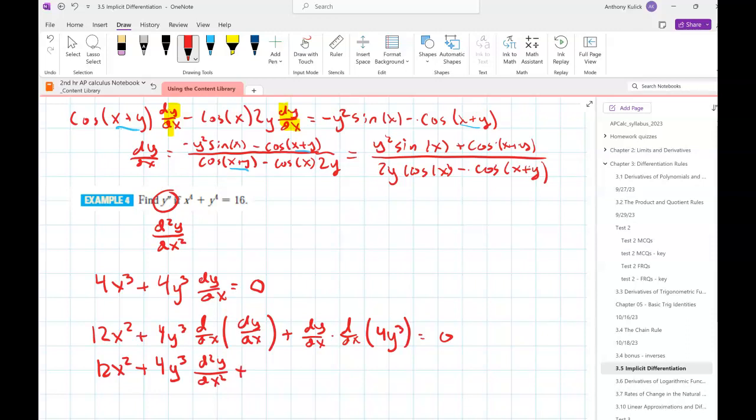What is the derivative of 4y cubed? 12y squared dy dx. Everybody's okay?